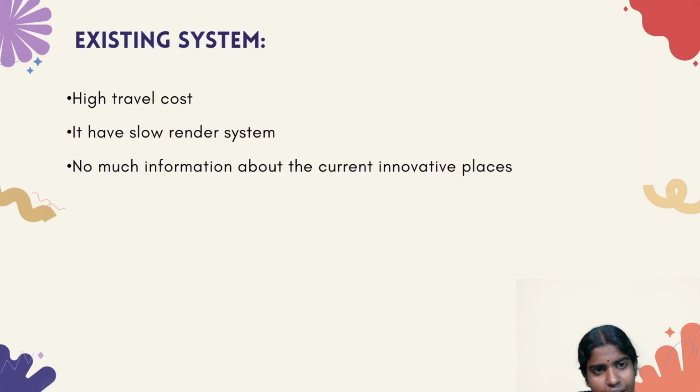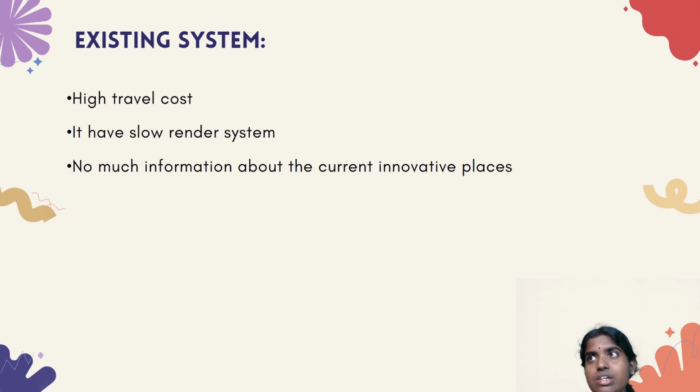So, currently in the existing system, what is happening? Whenever a person wants to travel to some place, it is going to take a high travel cost. Clear with this? It is also going to have a slow rendering system, and there is not much information about the current innovative places. All these are the disadvantages of my existing system.